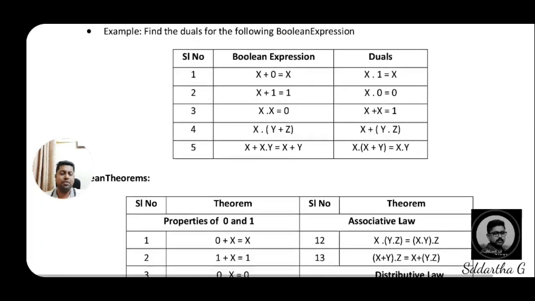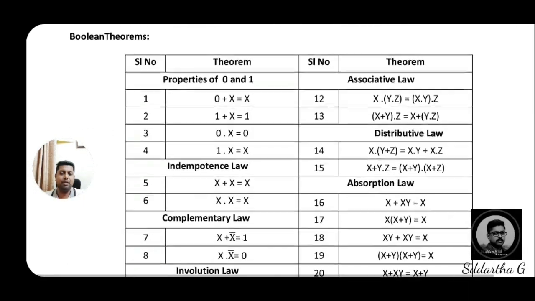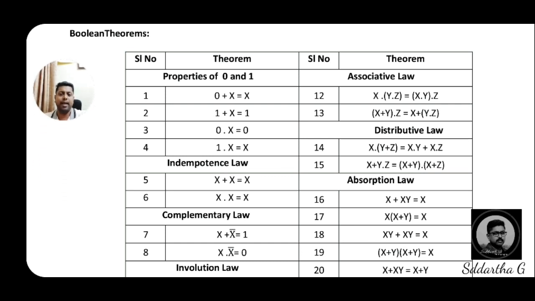Then after this principle of duality, now we will go for an important concept in this chapter. The next topic is Boolean theorems. Some series of theorems we will get. Before explaining these theorems, previously we discussed the properties of zeros and ones. The same properties are mentioned here list-wise: 0 plus x is equal to x, 1 plus x is equal to 1, 0 into x is equal to 0, 1 into x is equal to x.